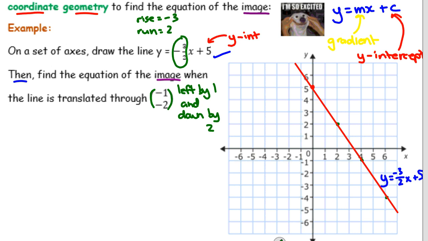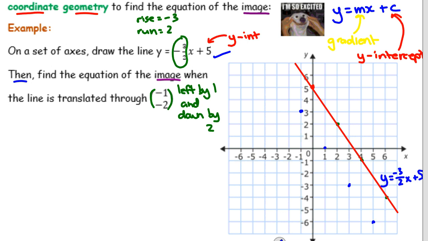So here's your first point. I'm going to do the points in blue and I'll draw the line in purple. So I need to go left by 1 and down by 2. From the y-intercept at 5, let's go left by 1 and down by 2. Now the next point along, we're going to go left by 1 and down by 2. Be really careful with the way you draw them. And the next point along, go left by 1, down by 2. Next point across, go left by 1, down by 2.